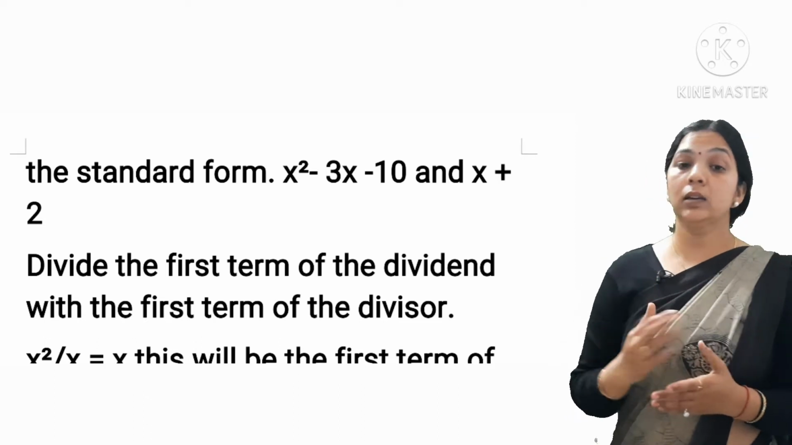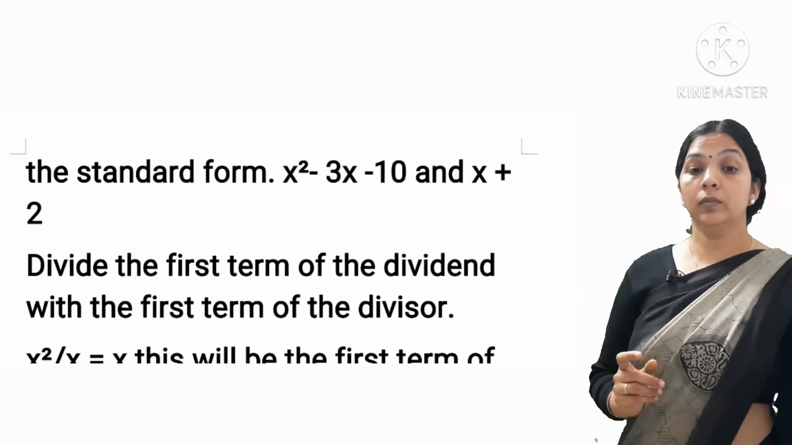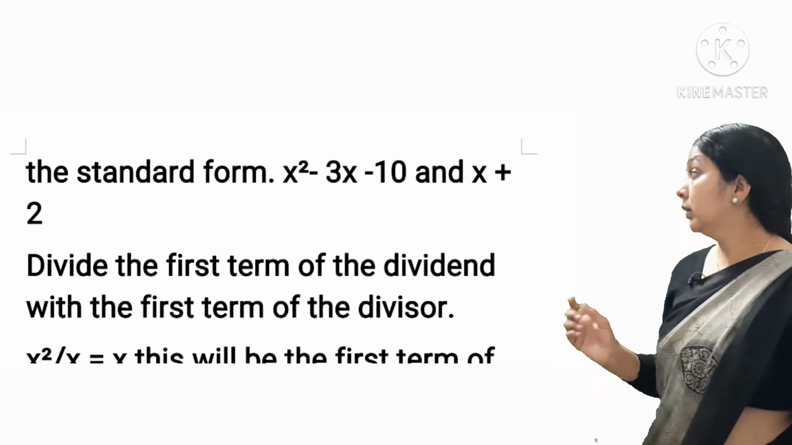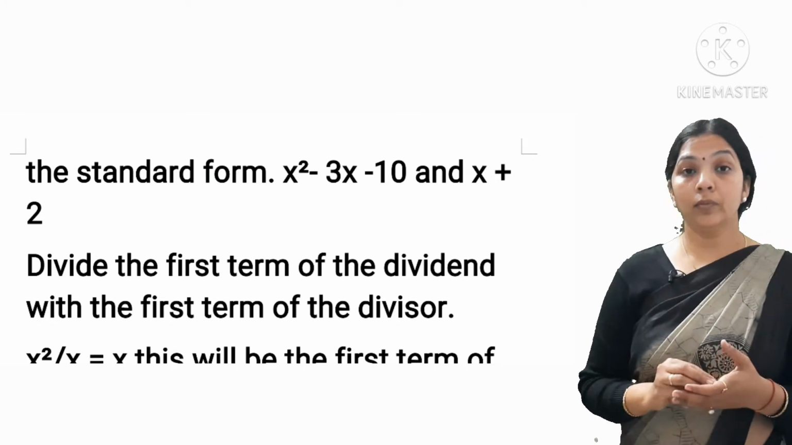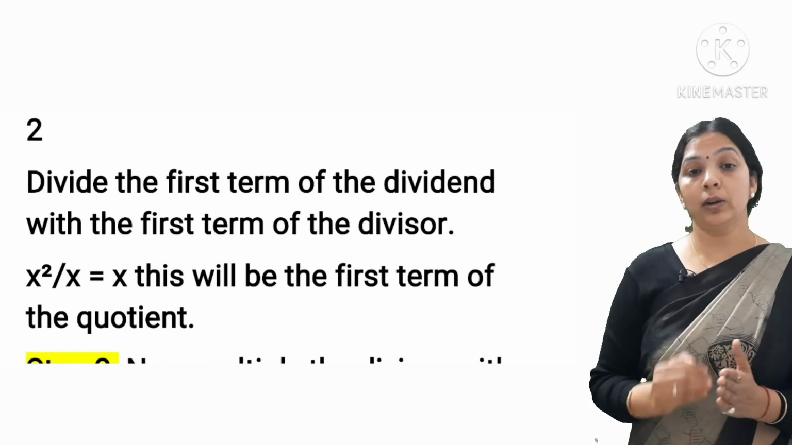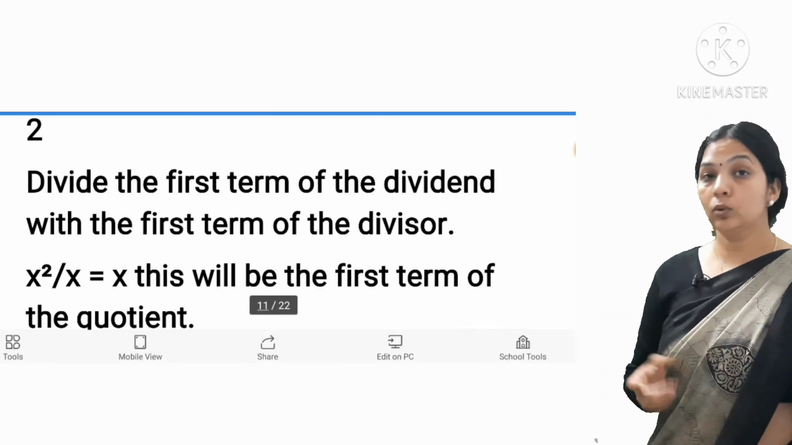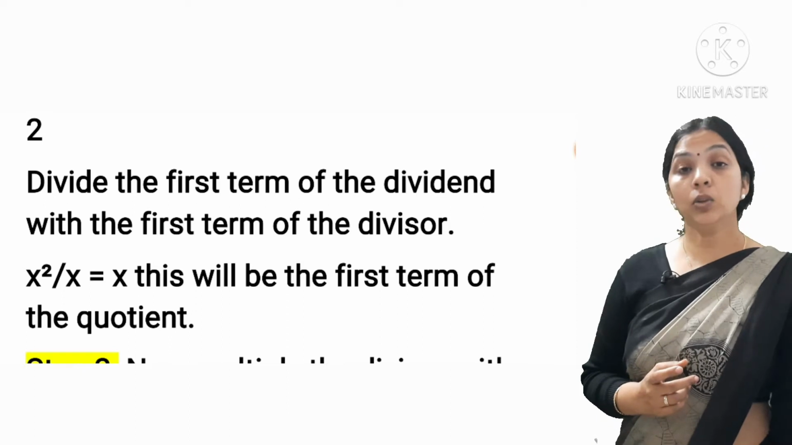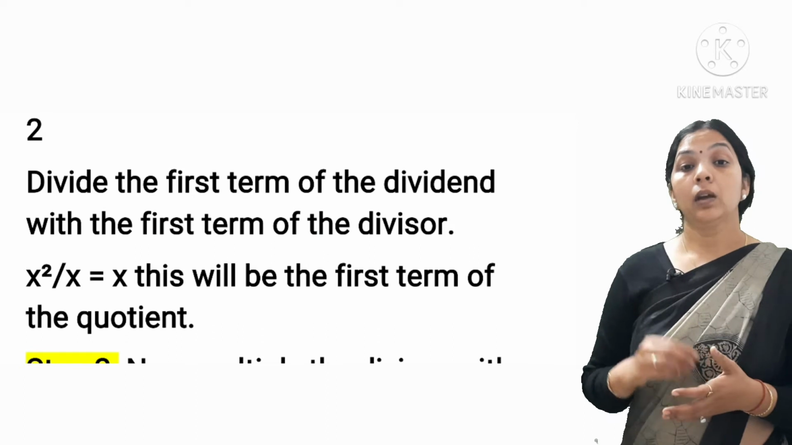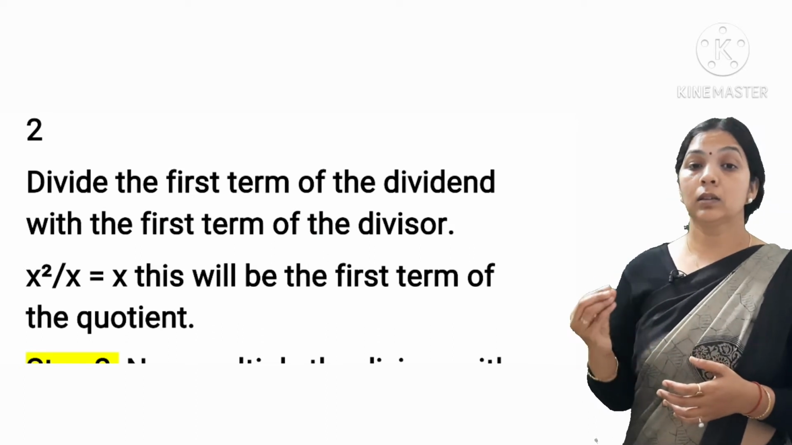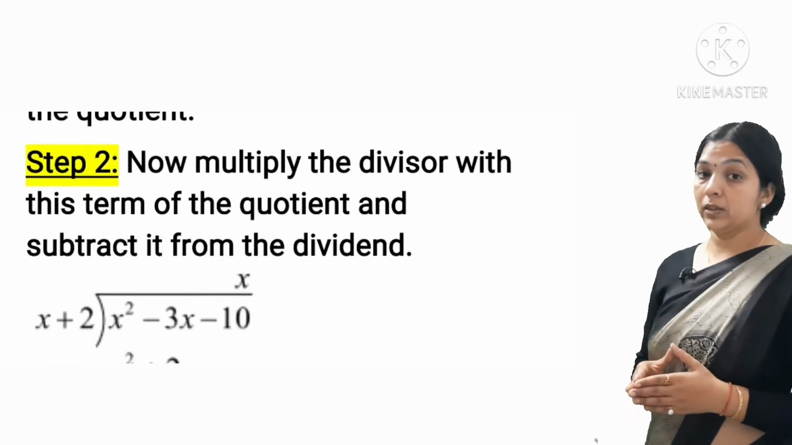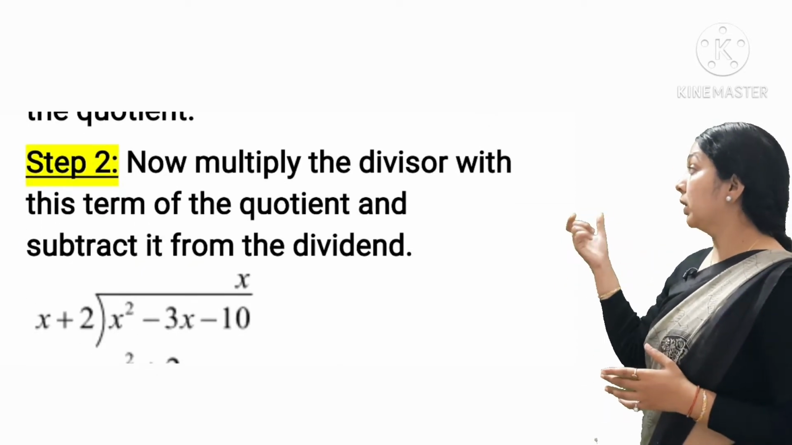For both the dividend and the divisor. Then divide the first term of the dividend by the first term of the divisor. Suppose here we have to divide the first term by the first term of the divisor. So x square upon x is equal to x, like this we have to divide. Now the second step. Now multiply the divisor with this term of the quotient and subtract. Suppose in this given example x plus 2 is the divisor.